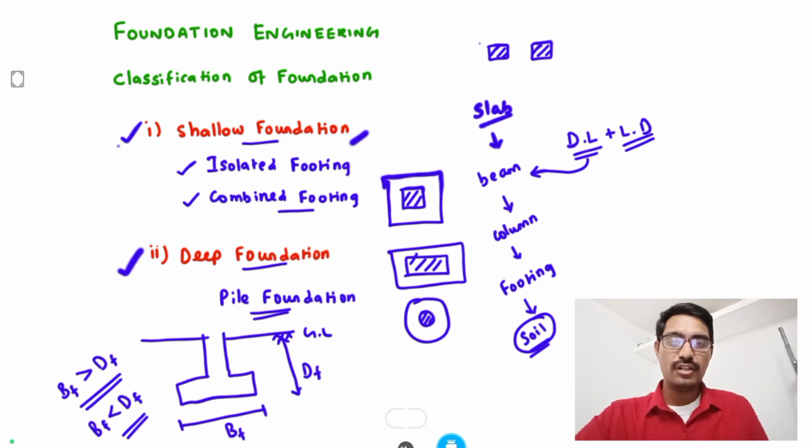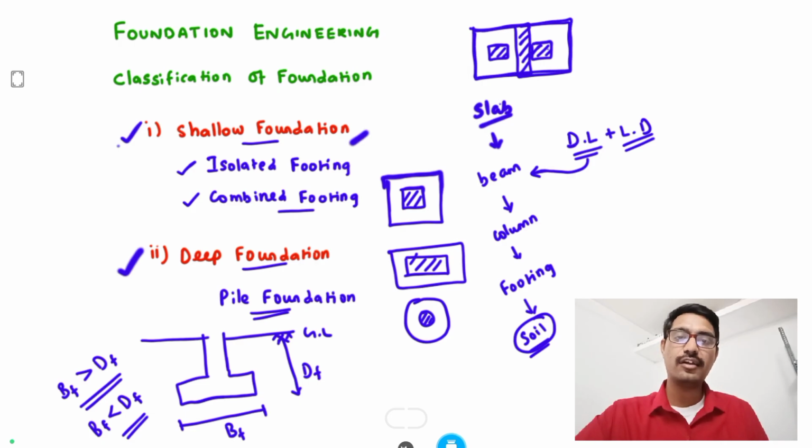So for this column we go for footing like this. In this second column we also provide the footing like this. Here some overlapping is there. So for this condition we provide the footing for both columns, so that is a rectangular combined footing.